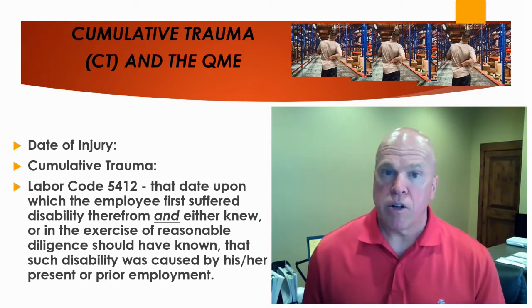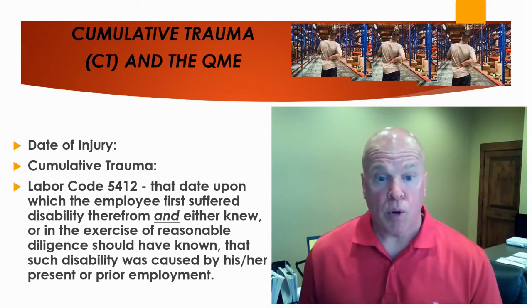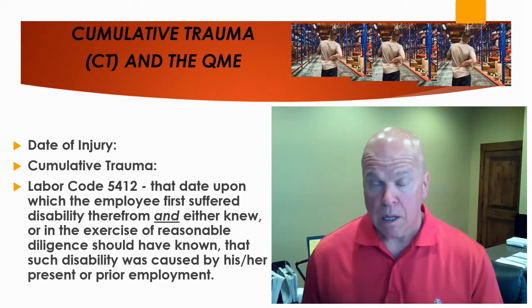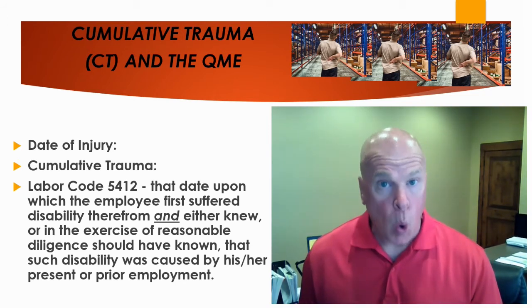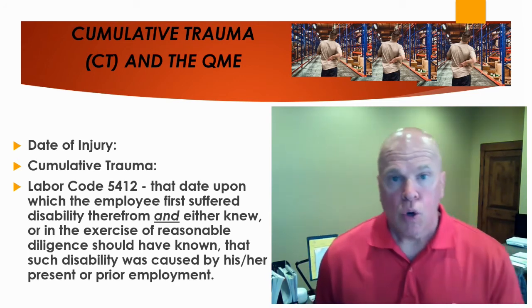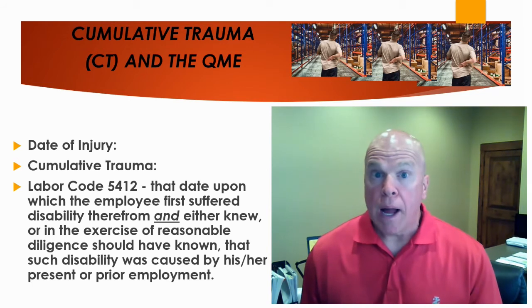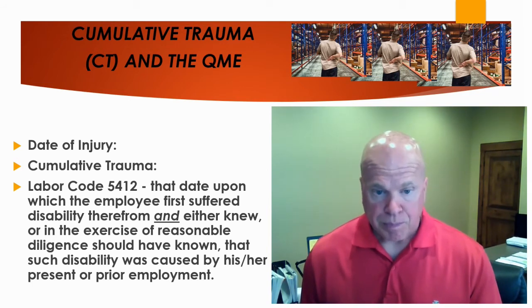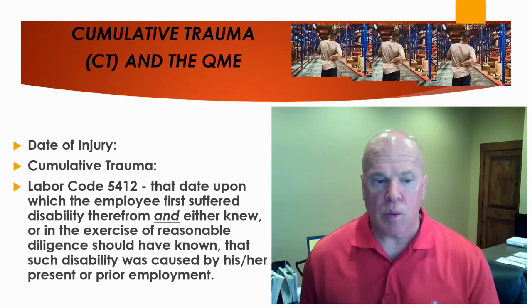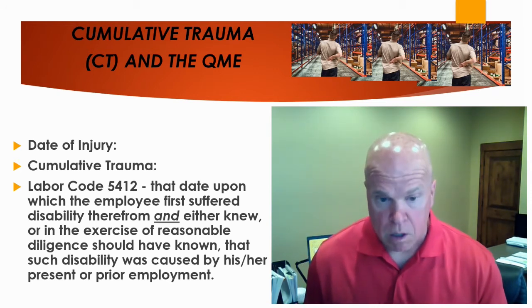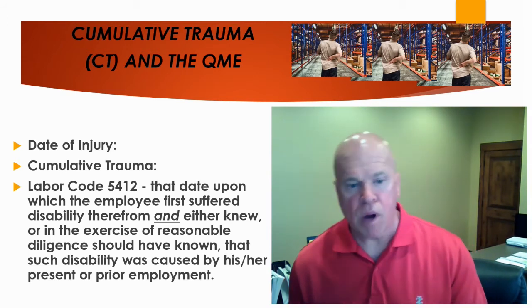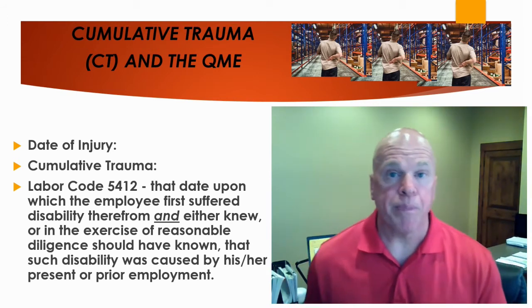And so that's criteria number one, the date upon which the employee first suffered disability, and so this says "and," it doesn't say "or," it says "and." So these two requirements are required, and either knew or in the exercise of reasonable diligence should have known that such disability was caused by his or her present or prior employment.